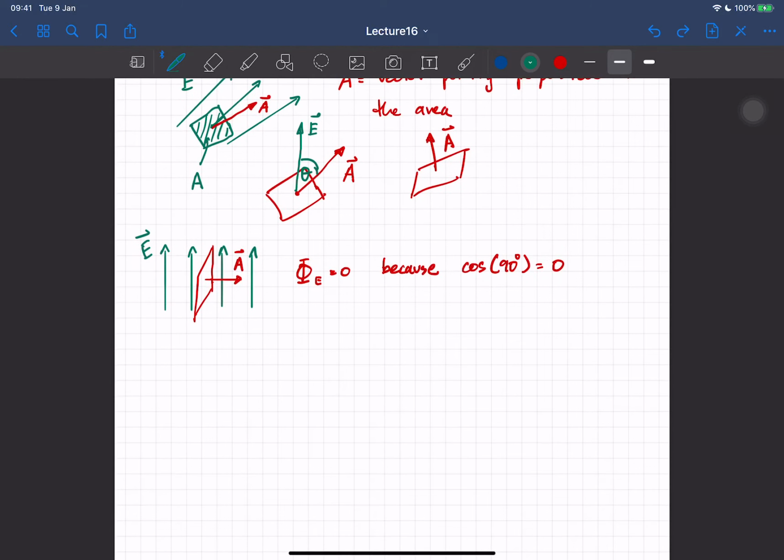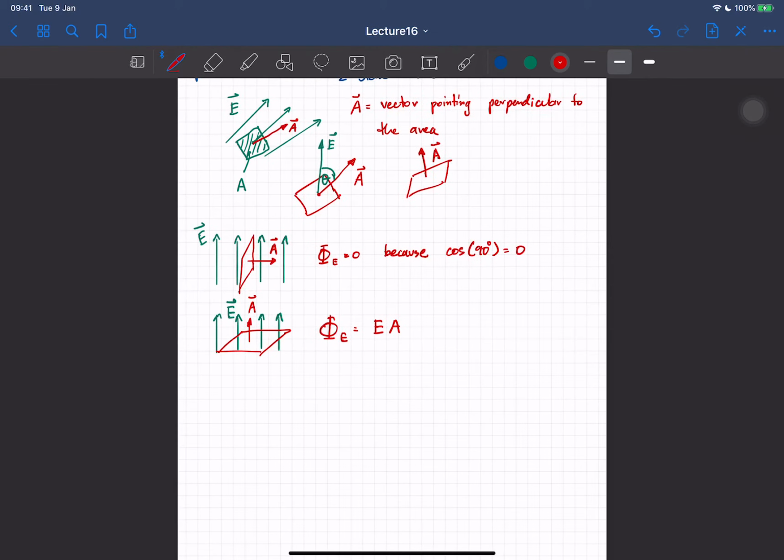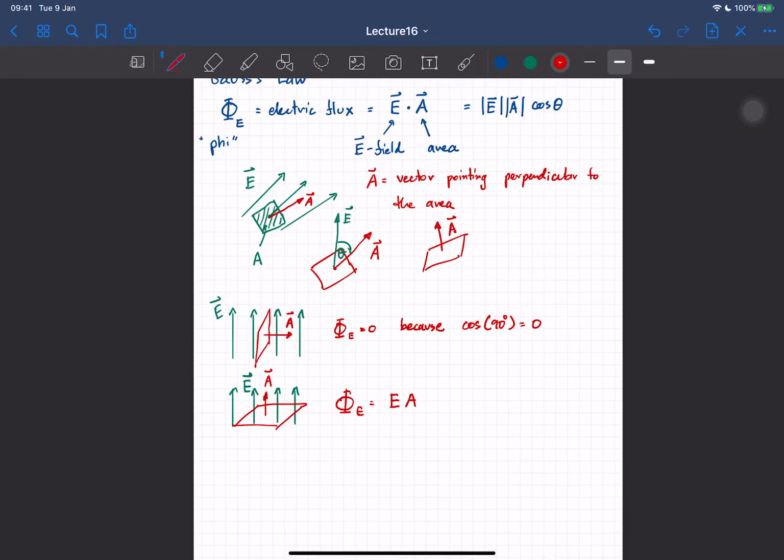If you have the other case, which is an extreme case, where the electric fields are all pointing up, like this, up, up, up, and then you put the piece of paper horizontally, like this. So the vector A is also pointing up, right? In this case, you have the maximum possible electric flux because cosine of 0 degrees is 1, right? So electric flux is just E times A in this case, right?